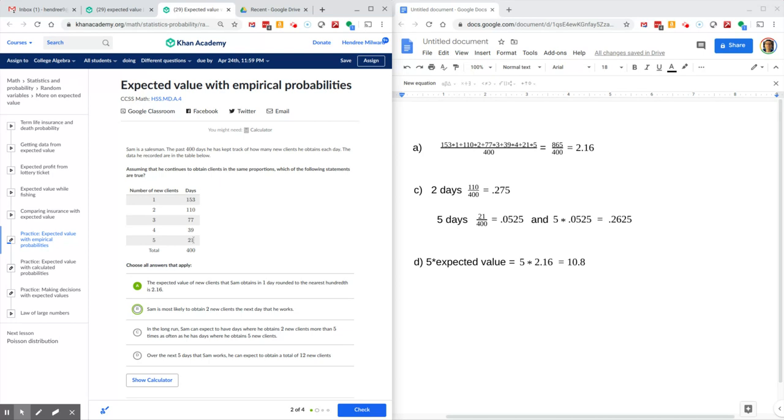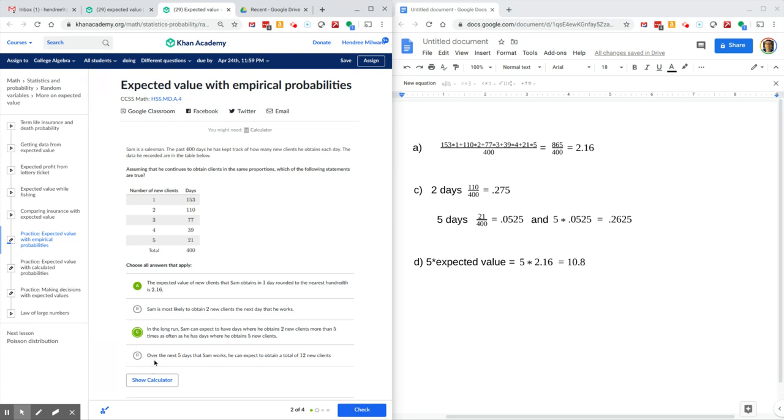And how many days did he get 5 clients? Well, that was 21 out of 400. So that is 5.25% of the time, a little close to 5%. Now all we have to do is multiply the frequency of 5 days by 5 and see if the 2-day frequency is as much or more than that. I multiply that and I get 26.25%. In the long run, Sam can expect to have days where he obtains 2 clients more than 5 times as often as days where he obtains 5 clients. And that's true, right? This 27.5 is more than this 26.25. More than 5 times as often.